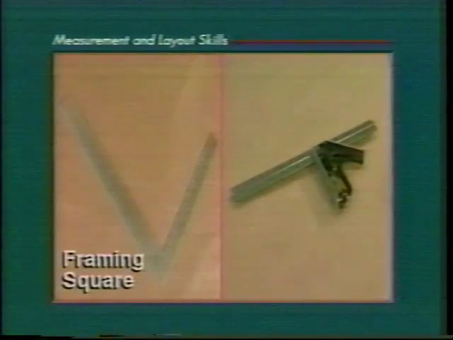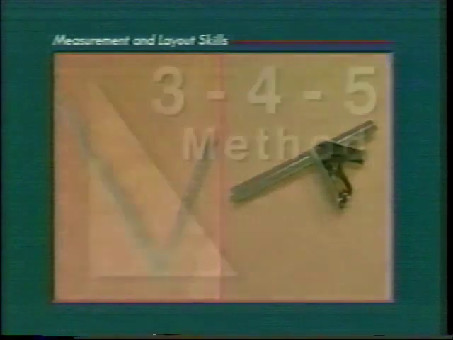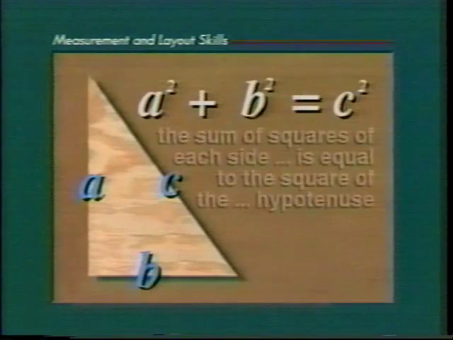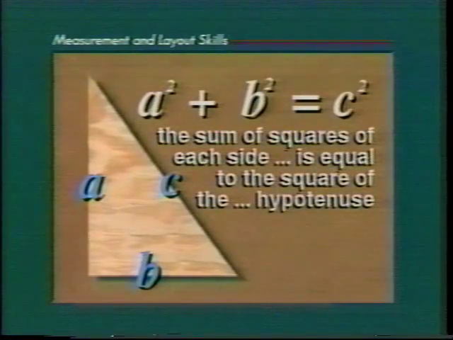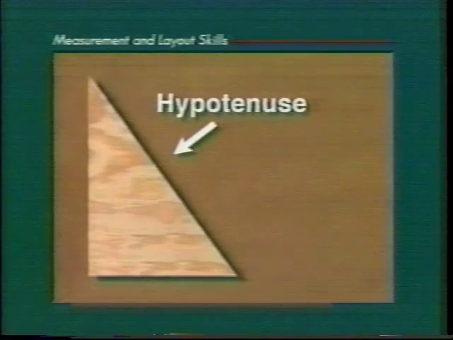In addition to using the framing square or combination square to lay out a 90-degree angle, you can use the 3-4-5 method. The 3-4-5 method works because the sum of the squares of each side of the right triangle is equal to the square of the length of the hypotenuse. The hypotenuse is the third side of a right triangle.